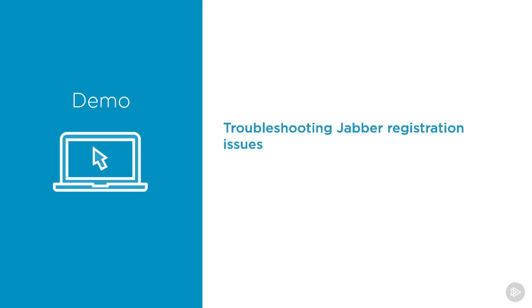In this demonstration, we're going to solve a series of trouble tickets. We're going to take what we've learned throughout this course and put it to the test. The first issue that we need to solve is end users are not able to register to Unified Communication Manager or to IM and Presence using Jabber. So they've asked us to take a look, and we're going to fix that.